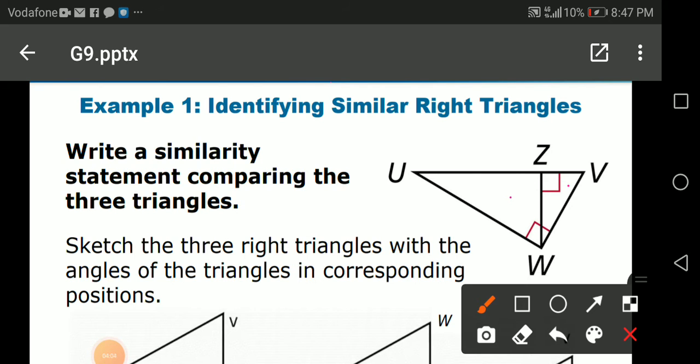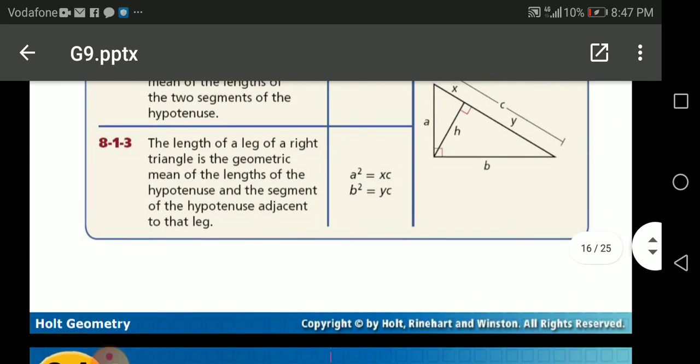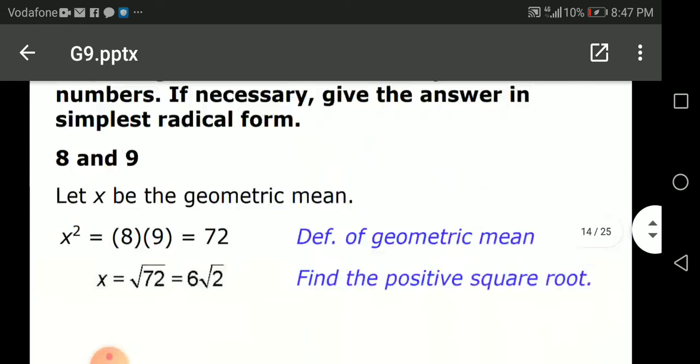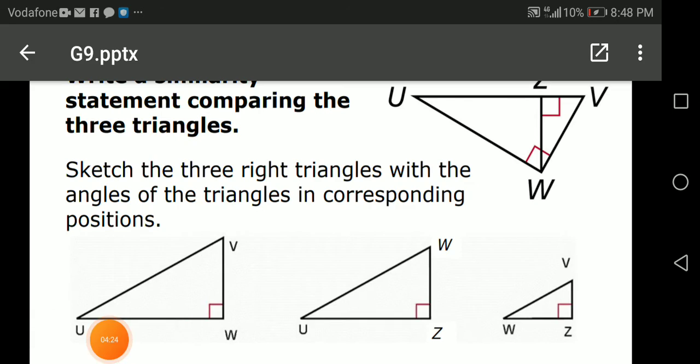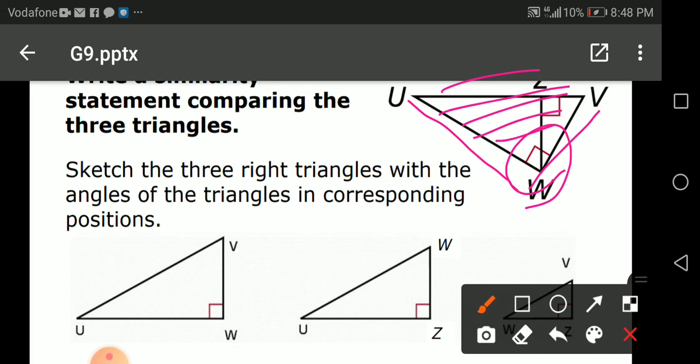Okay, so the first step, I will sketch here the three right triangles. As I told you in the online session, we will draw three triangles here: the small triangle, the larger triangle, and then the largest triangle. So we have here the big triangle, the largest triangle, which is UWV, this whole triangle.